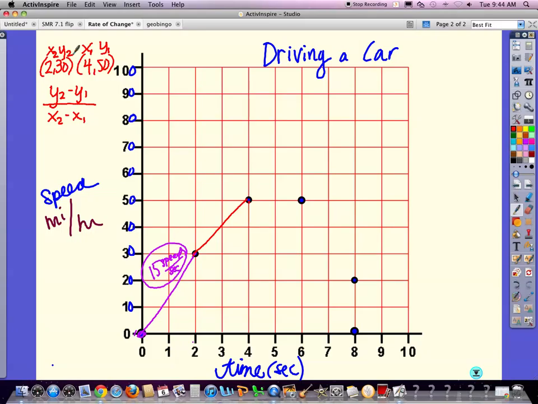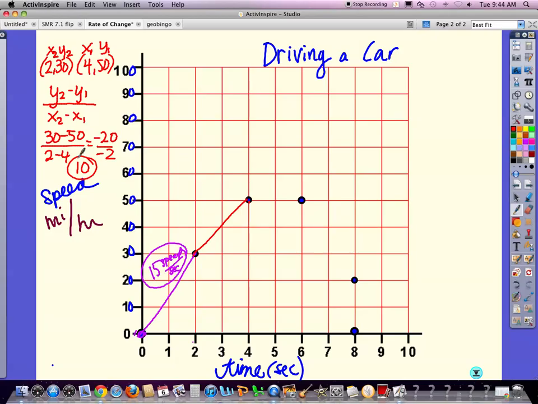So if I go about it this way, I would take 30 minus 50, and then I go the other way, it would be 2 minus 4. Well, that gives me negative 20 over negative 2, which is 10. So my rate of change is 10 there.